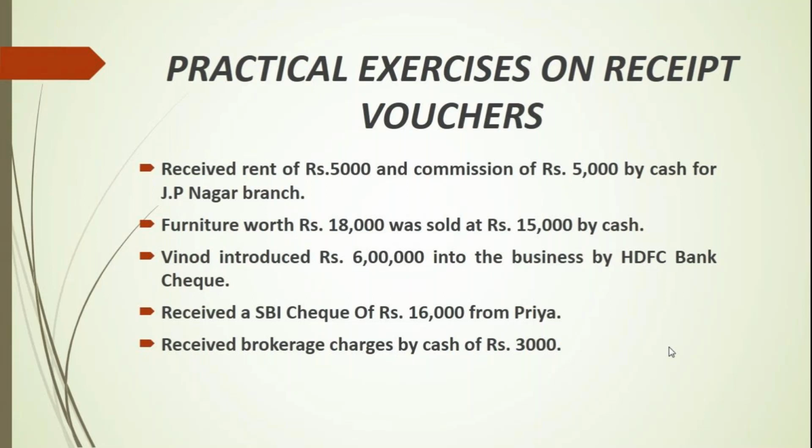Vinod we created under the group of capital, but what about Priya? Is it income? No. Priya is a person. Creditor? Think again. Is it a creditor? Read the sentence: the company receives a check from Priya. So Priya should be what for the company? Customer. Customer is nothing but sundry debtor. Very good. It is a sundry debtor.